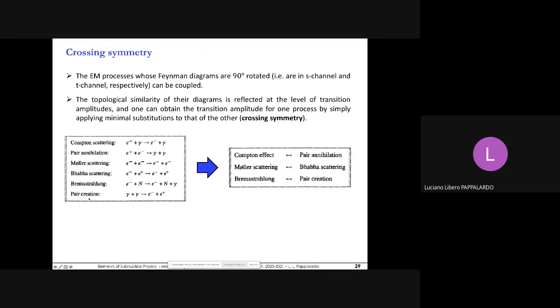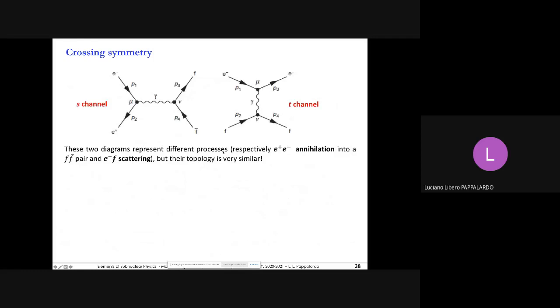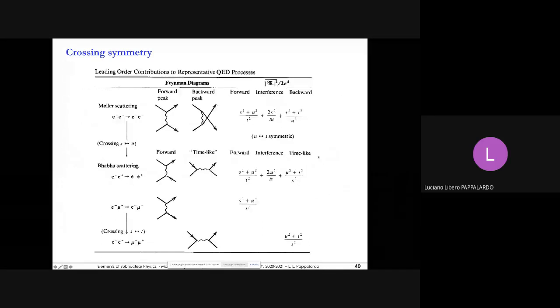So let's consider these six QED processes: Compton scattering, pair annihilation, Møller scattering, Bhabha scattering, Bremsstrahlung, pair creation. Based on the topology of their diagrams, we can couple these two by two. So the Compton effect with the pair annihilation, as we already mentioned before, but also the Møller scattering with the Bhabha scattering and the Bremsstrahlung with the pair creation. And these slides summarize how to make use of this crossing symmetry to calculate your matrix element.